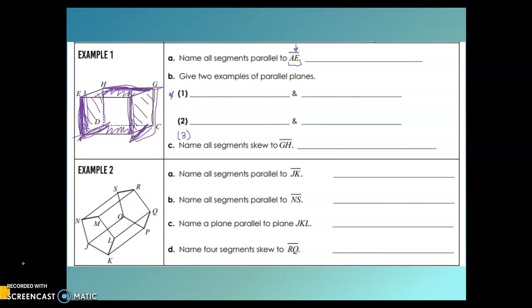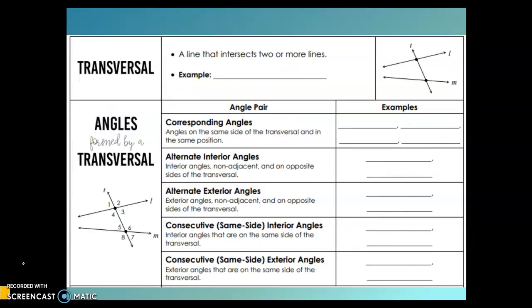All right, hopefully you've gotten all of your answers for example number 2. So let's carry on with some other definitions. We're going to talk about a transversal. And a transversal is just a line that intersects 2 or more lines. So in our example here, we've got line T.